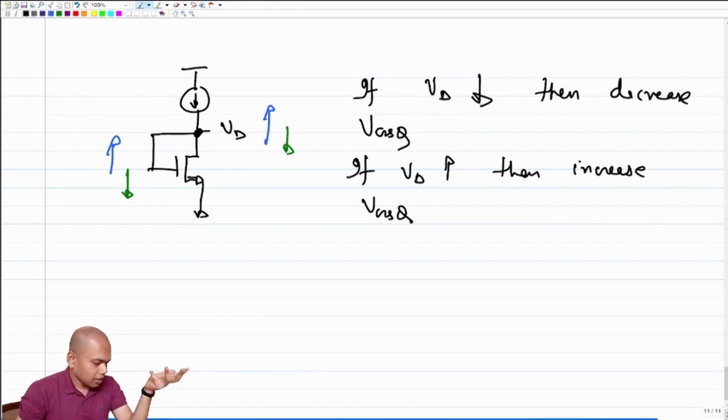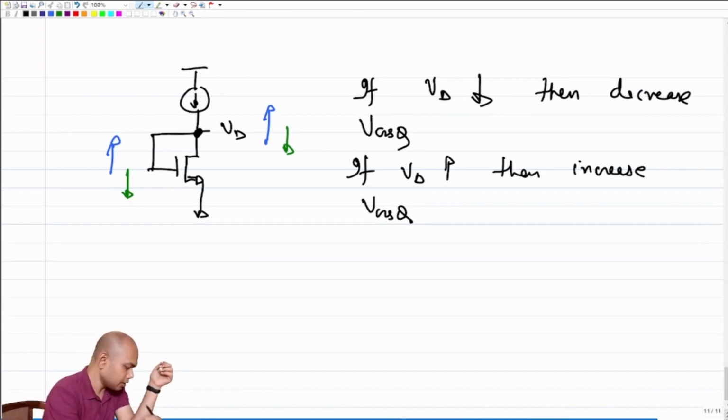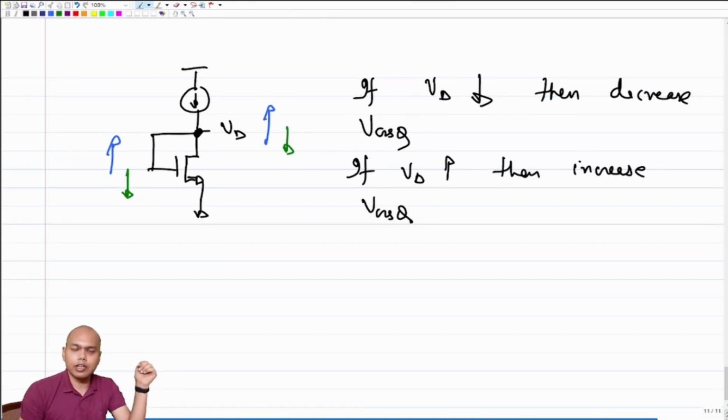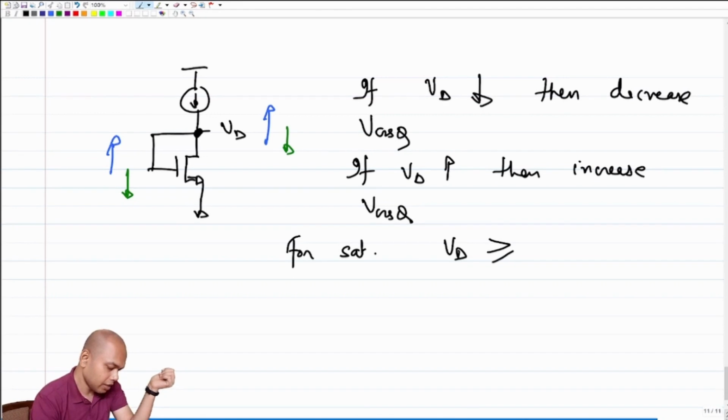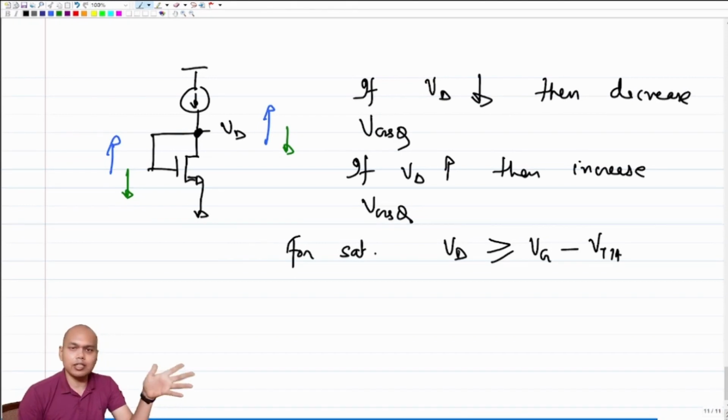But the first thing to notice here is, if I do this, what's going to happen? Firstly, we need to notice: is the transistor in saturation? That is the first thing to notice, right? Is the transistor in saturation, if the threshold voltage changes, for example, or even without a threshold voltage change? What should I see? For saturation, VD should be greater than or equal to VG minus threshold voltage. In our case, VD is exactly equal to VG, hence it is in saturation.